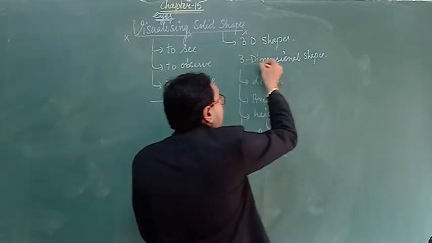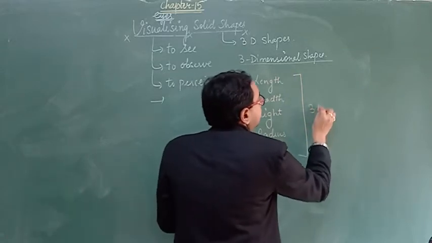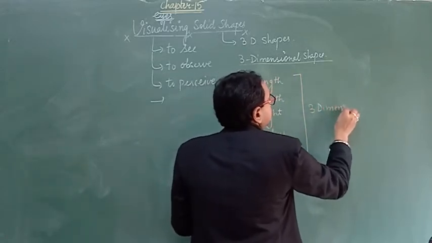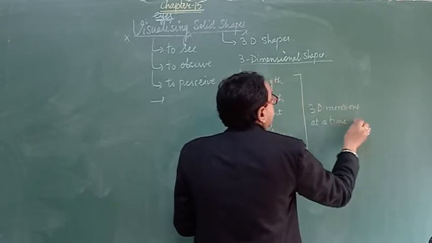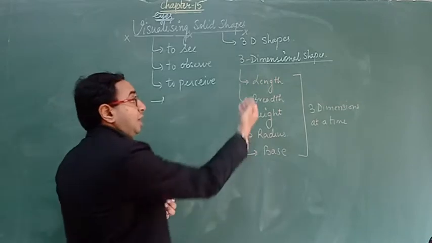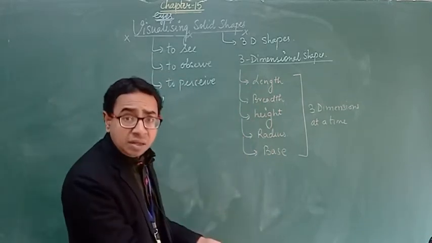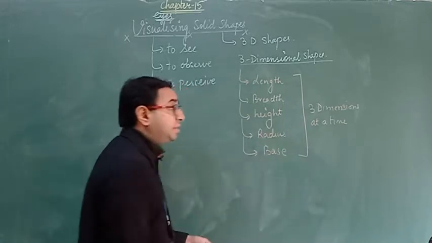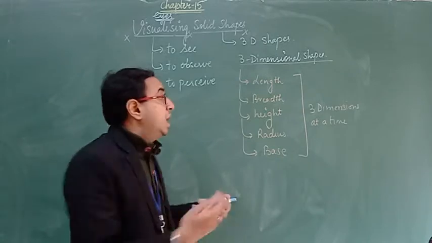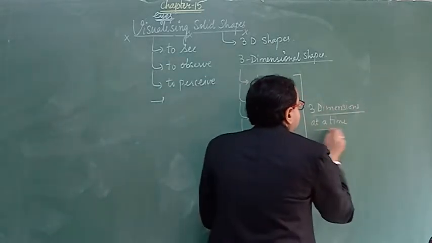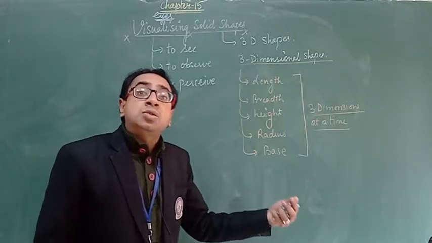3 dimensions here basically means we'll be taking 3 out of these 5 dimensions at a time. For example, I may consider length, breadth and height. I may consider radius only, 3 times I may consider radius. Maybe I am taking base, breadth and height. I can take any of the combinations, but I have to take 3 dimensions at a time, and hence it is known as 3D or solid shape.